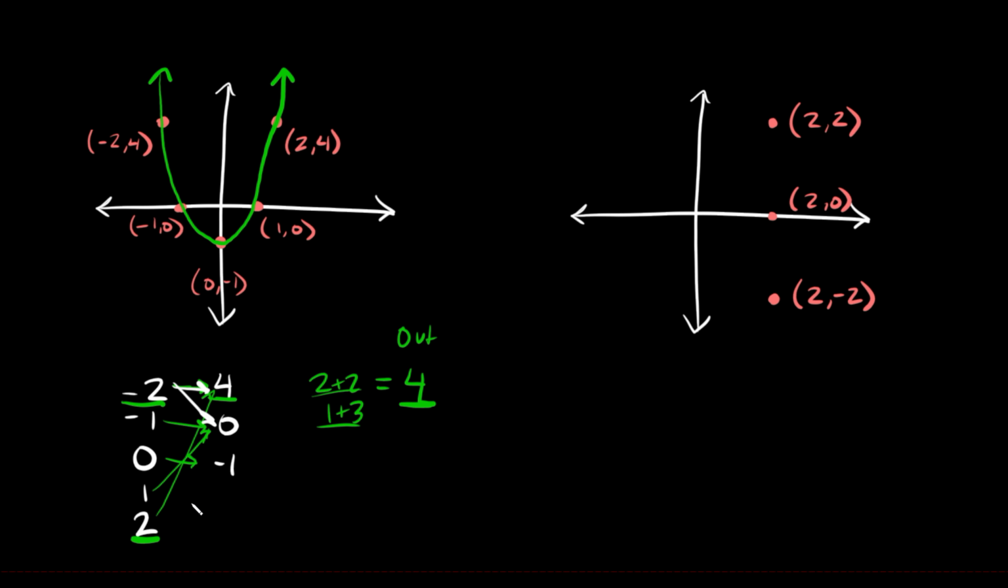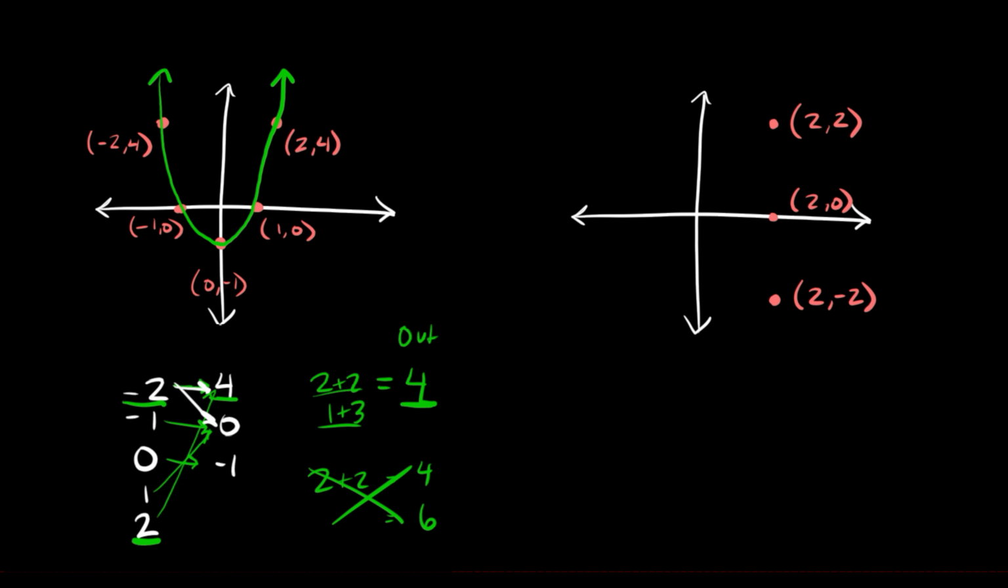Okay, but again, what we can't do is say 2 plus 2 is equal to 4 and it's also equal to 6, right? That definitely doesn't make sense. So this is a relationship that represents y as a function of x.